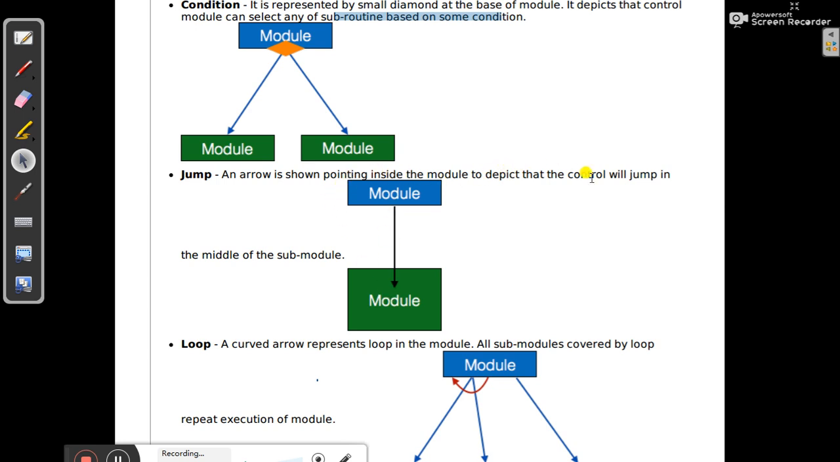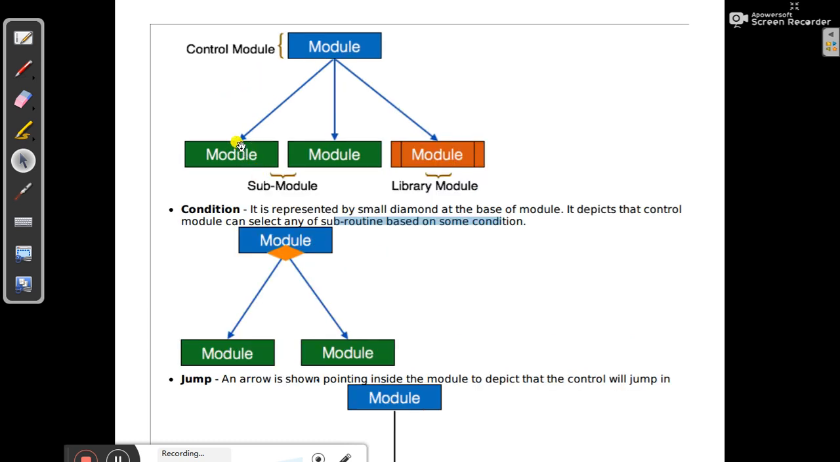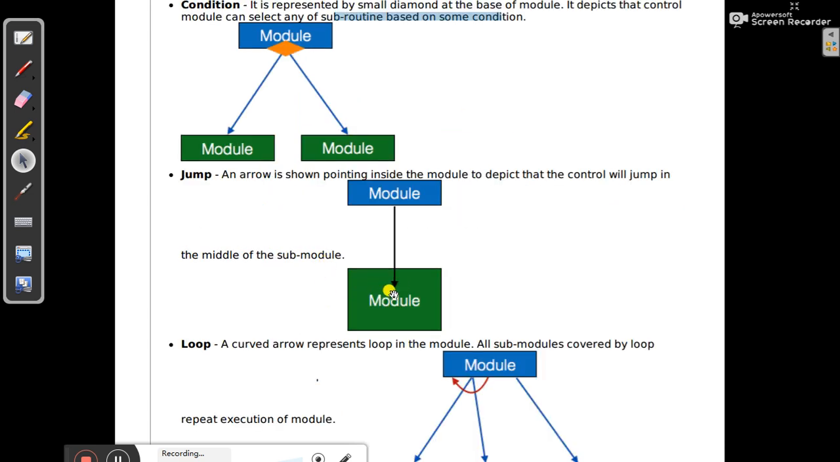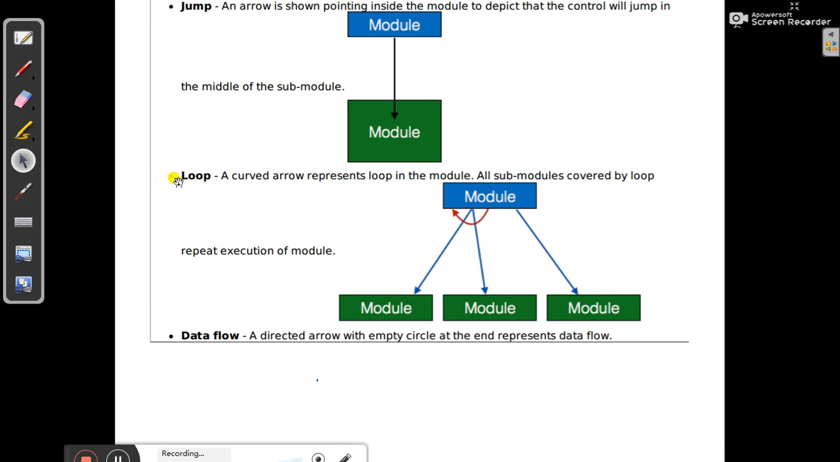And again there is the jump symbol. The jump symbol is shown like this. The arrow is pointing inside the module to depict that control will jump into the middle of the submodule, meaning there will be some jump code from this module to the inside of this module, not from the start of this module. In the previous cases it starts from the initial position of the module, but here it shows that we can jump to any position of the module or the middle of the submodule.